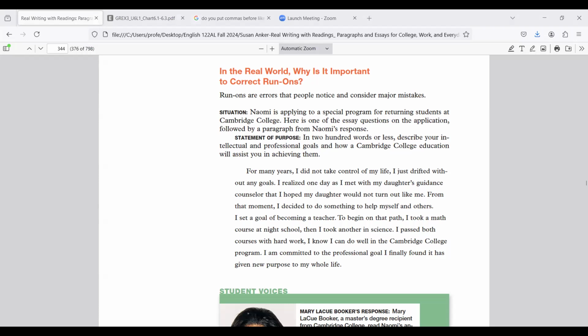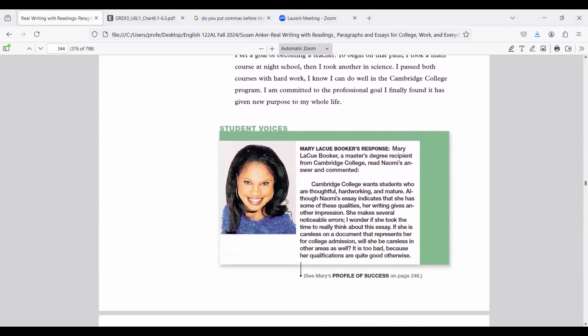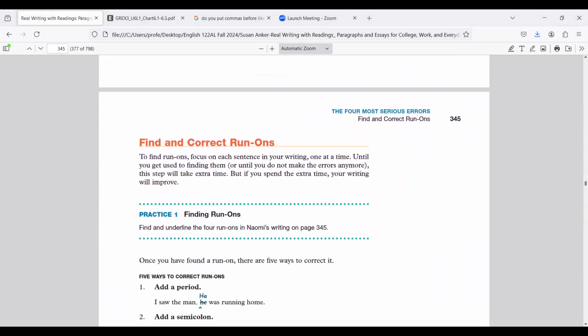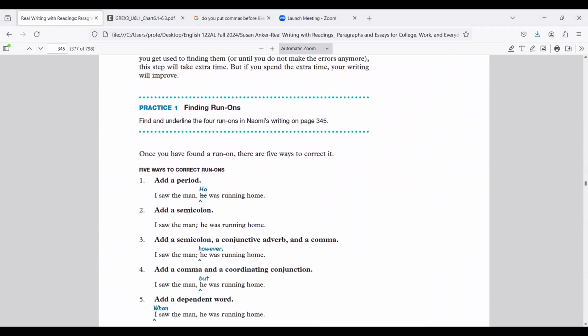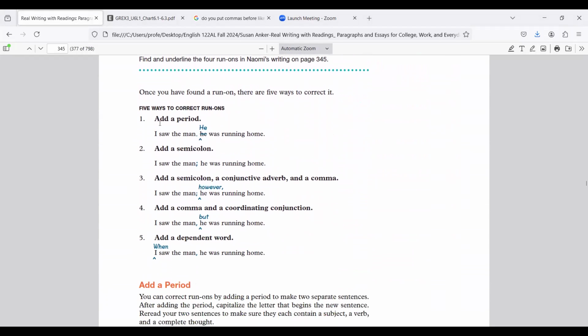Okay, so that's a fused sentence. All right, that's all you have to do with Man's writing. That's a nice example of how you can revise your own writing. Okay, so how do we correct these run-ons? There are 5 different ways.